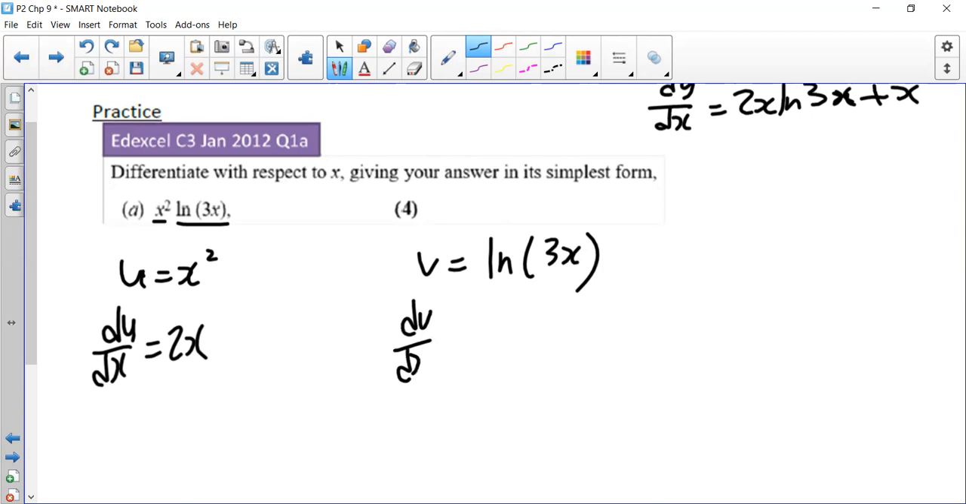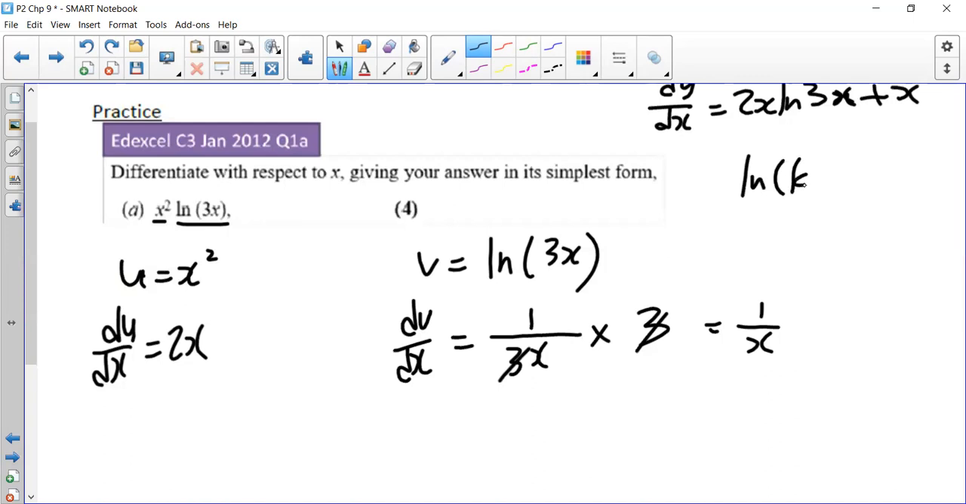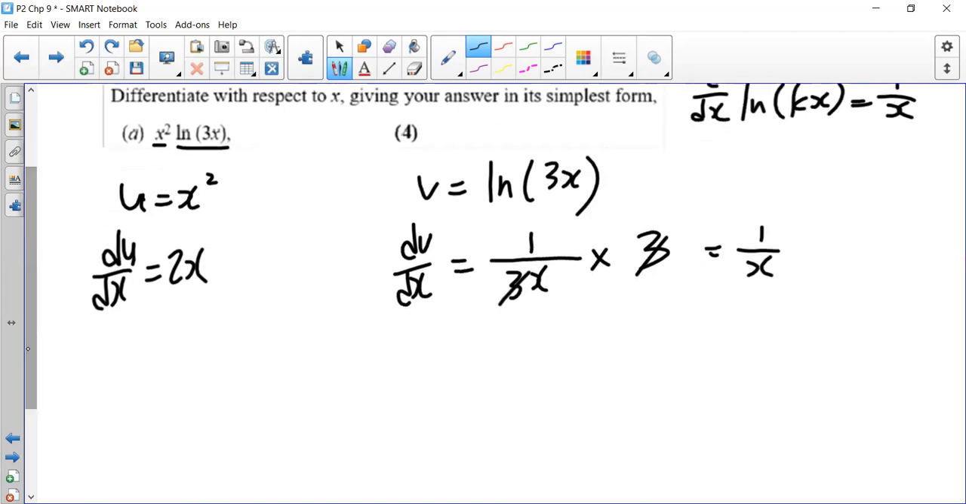dv by dx. To differentiate ln 3x, I mentioned this last lesson in the shortcut. Differentiate ln is 1 over, so it's 1 over 3x, times differentiate outside to inside. Differentiate inside 3x is 3. So 1 over 3x times 3 is 1 over x. Or alternatively, you can try to remember the result from 9.2. The derivative of ln kx is 1 over x. So that could be done as well. Anyway, both of them is 1 over x.